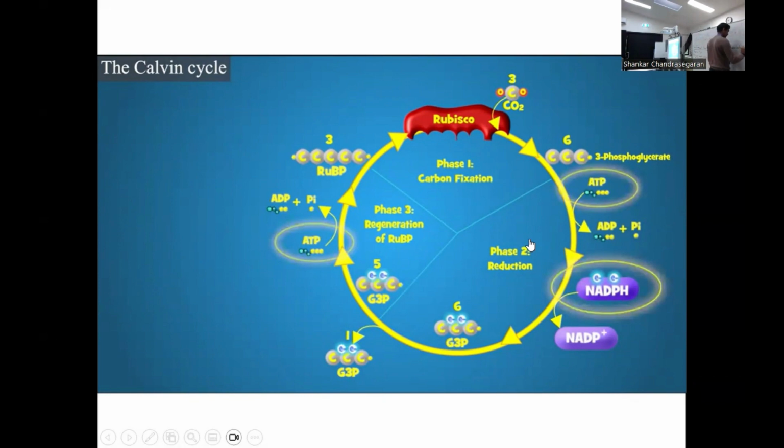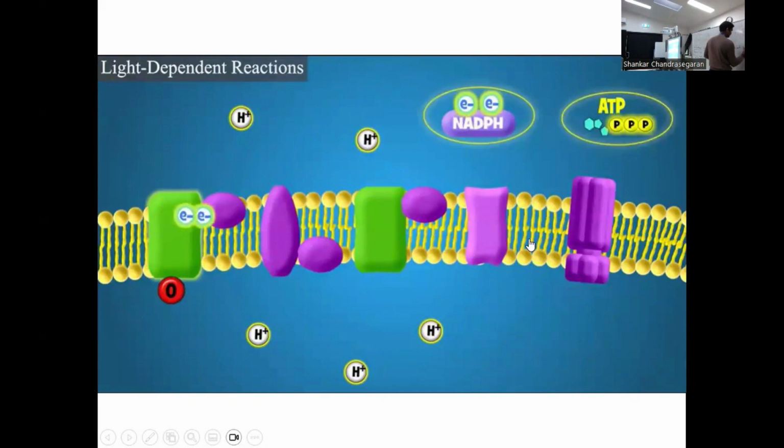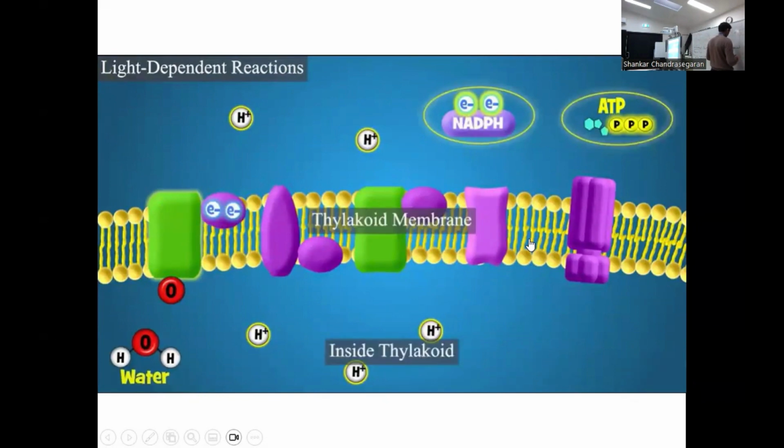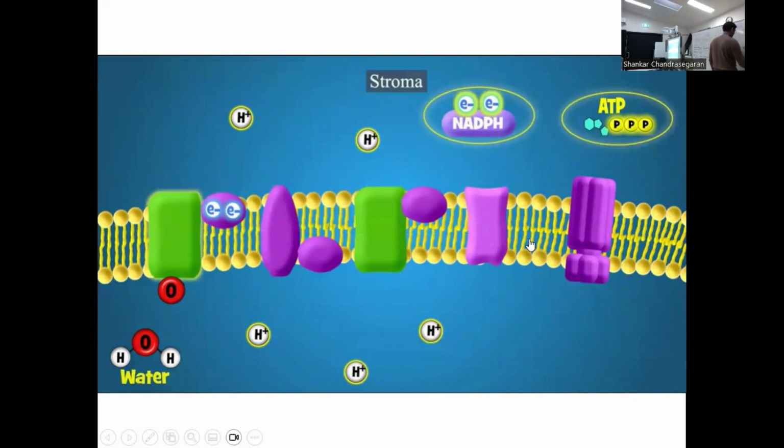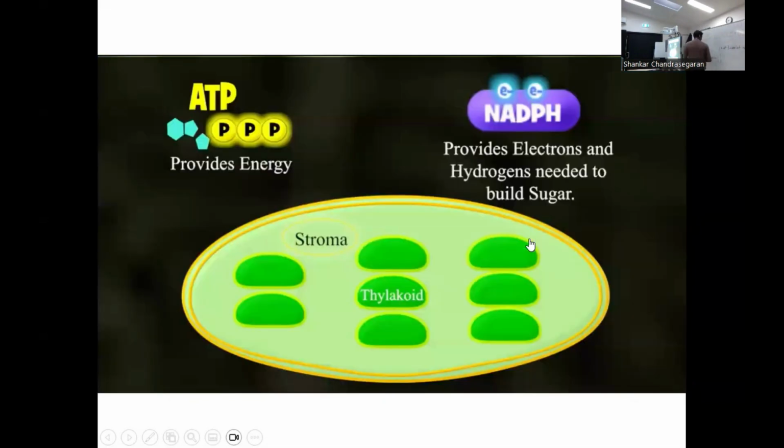You may recall that both ATP and NADPH were made during the light reactions at the thylakoids. The Calvin cycle takes place in the fluid surrounding the thylakoids, known as the stroma. ATP provides the energy, and NADPH provides the electrons and hydrogens that are needed to reduce carbon dioxide, build sugars in the Calvin cycle. Here's how it works.